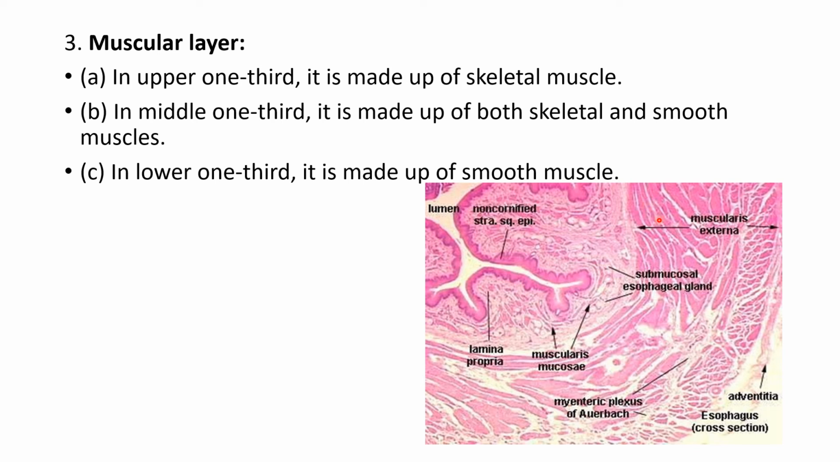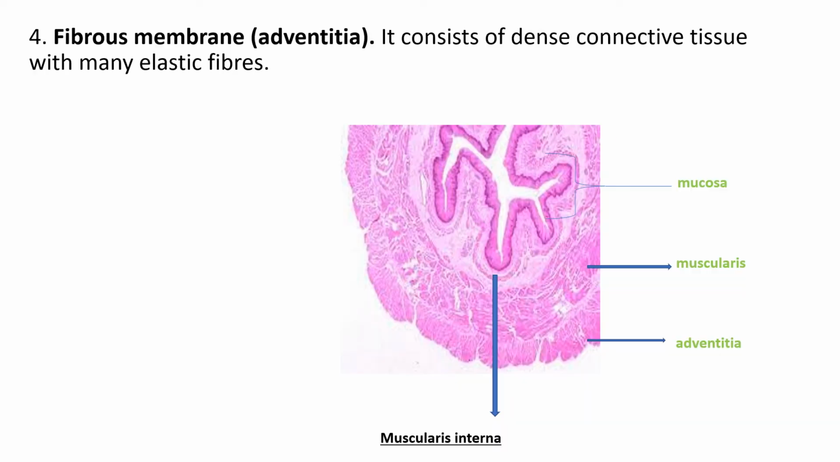As you can see here, these are bundles of muscle, and they are longitudinal and circular. In between the two of them, we have the myenteric nerve plexus. The esophagus, in the upper part, is made up of skeletal muscle. In the middle part, it is made up of both skeletal muscle and smooth muscle. In the lower part, it is made up of smooth muscle.